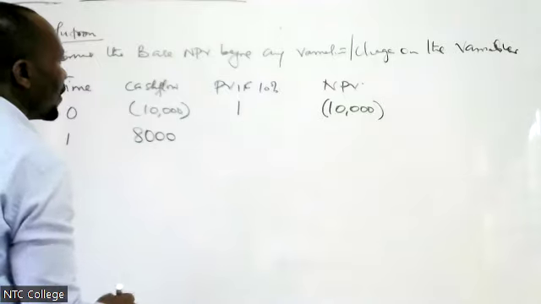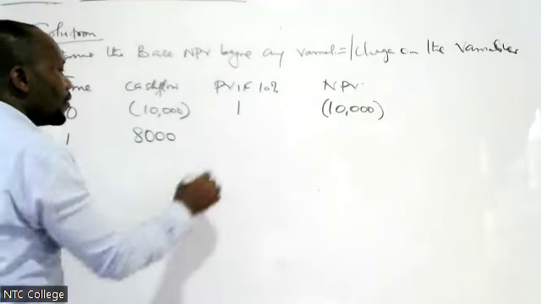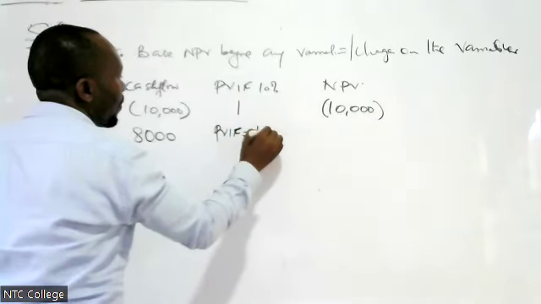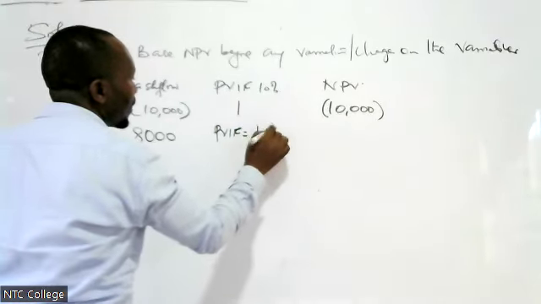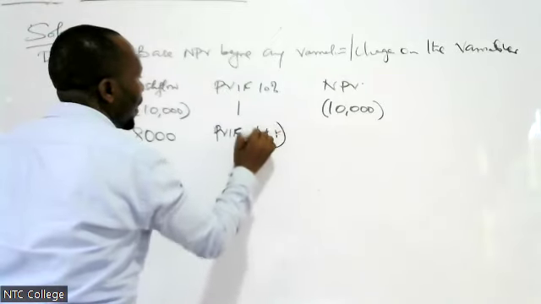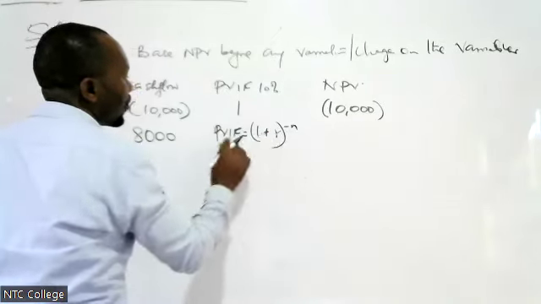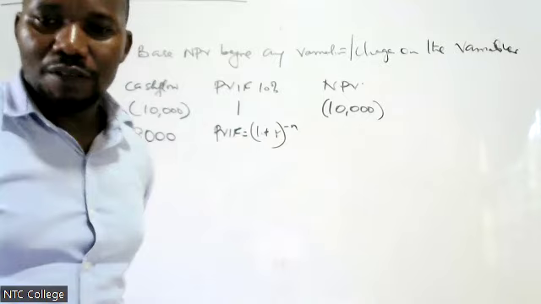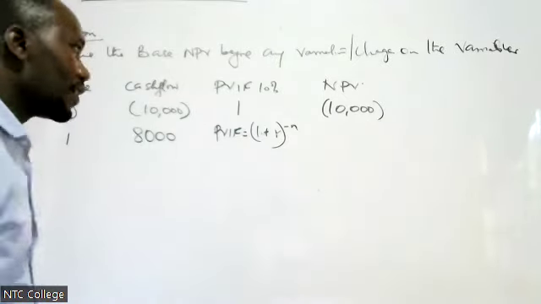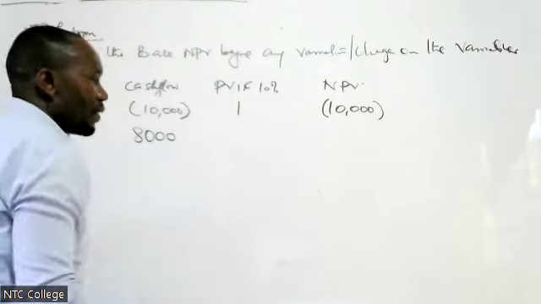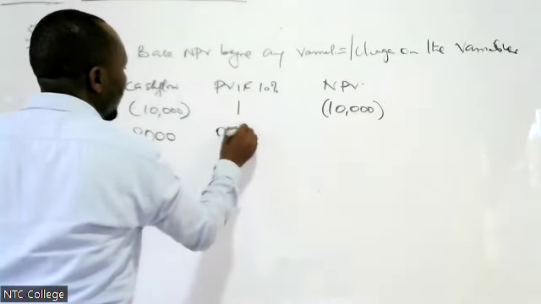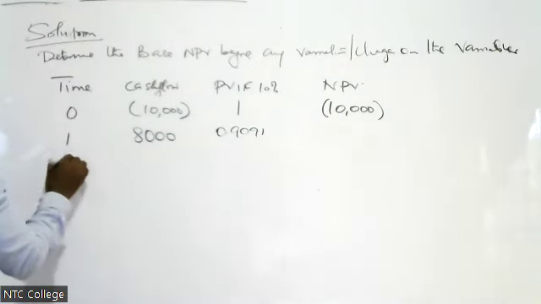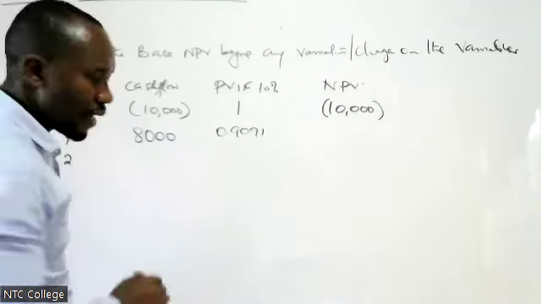And then what is the PV factor for 10% for year 1? Use this formula: PV is equal to 1 plus r, raised to negative n. Use this formula to get me the discounting factor. It is 0.9091. Multiply the two and get me the answer. Then in year 2, we have cash flow to be 9,000.